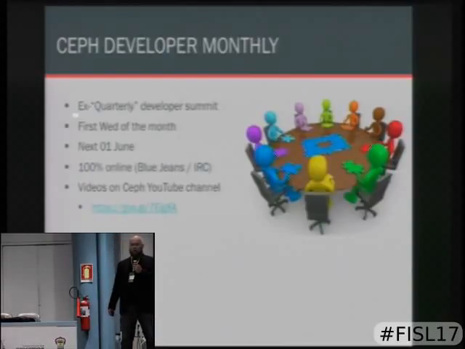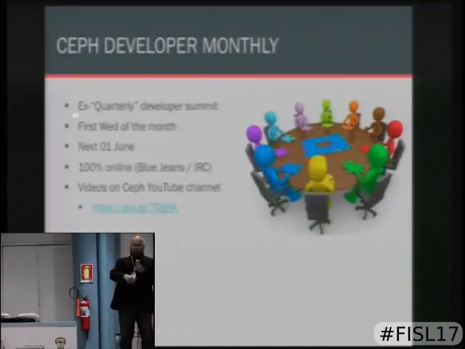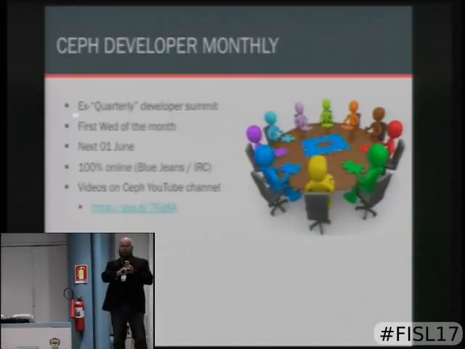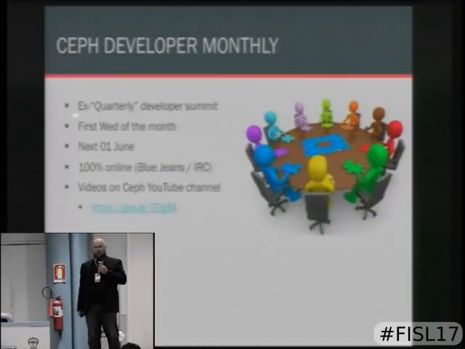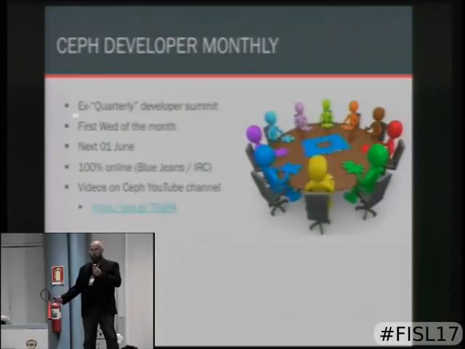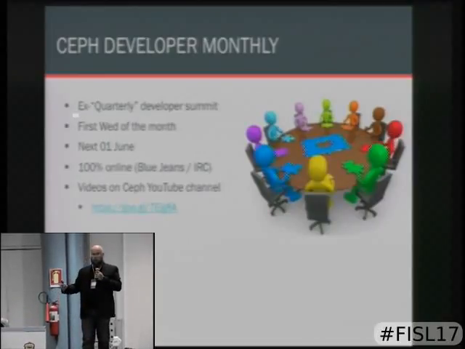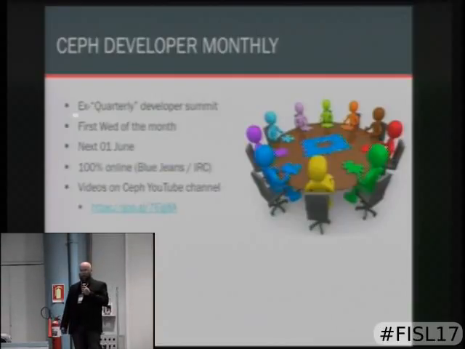So every month now, the first Wednesday of the month, we sit down for a couple hours, and we alternate between time zone friendly areas. One month we'll be US and Western Europe friendly, and then one month we'll be in more of an Asia Pacific friendly time zone. And it's just the developers getting together to talk about what's happening in Ceph, where the roadmap is headed, what kind of problems we're looking at, integrating two different pieces of development. Just what's going on in the development world.